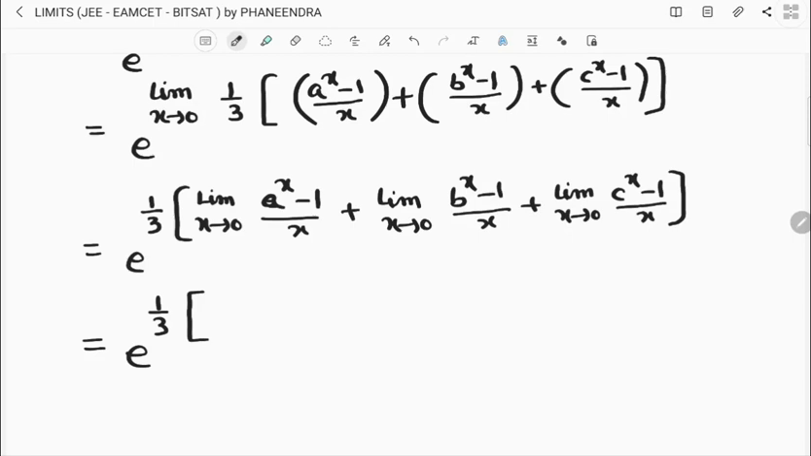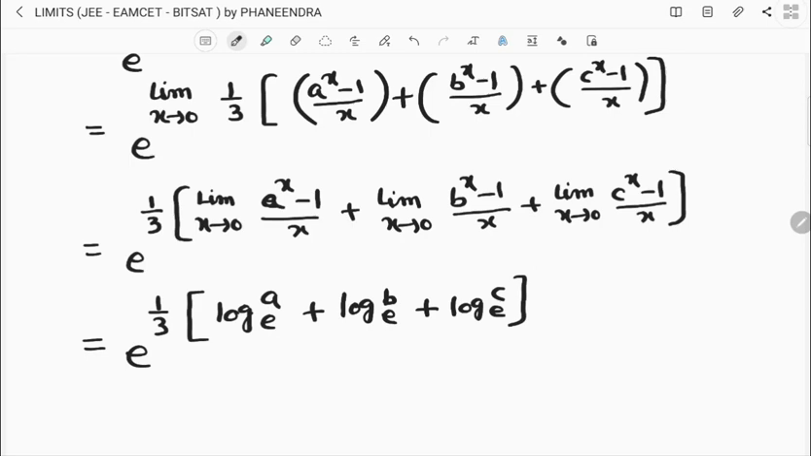We know that limit x tends to 0, (a power x minus 1) by x, is log a to the base e, plus limit x tends to 0, (b power x minus 1) by x, is log b to the base e, plus limit x tends to 0, (c power x minus 1) by x, is log c to the base e.